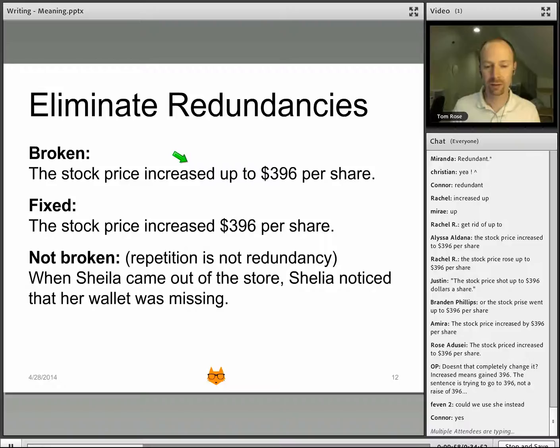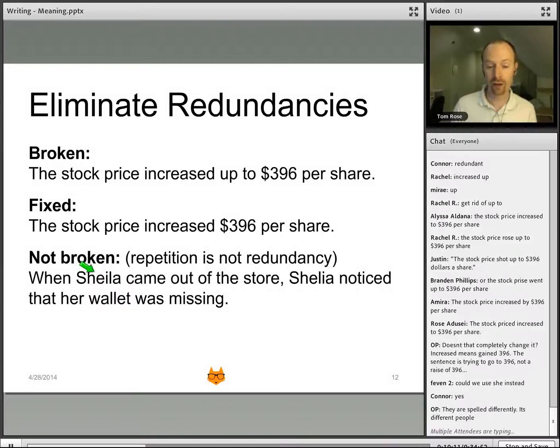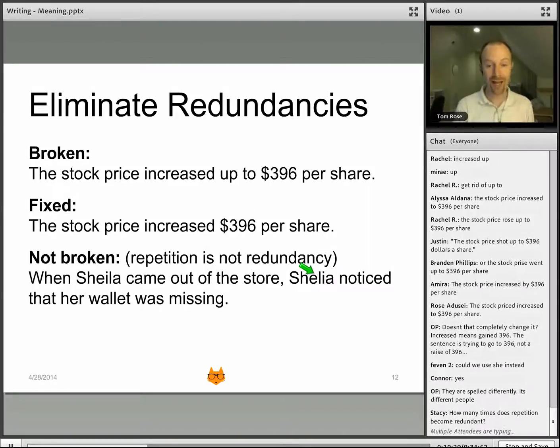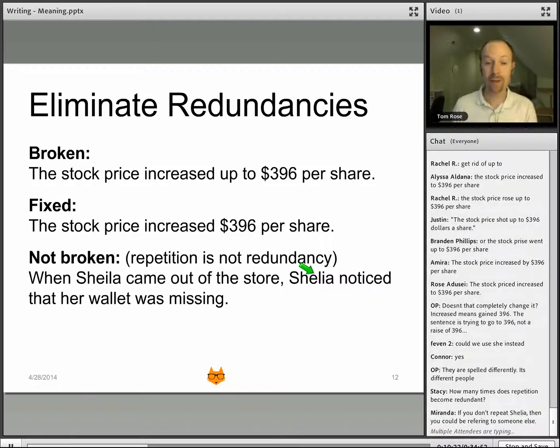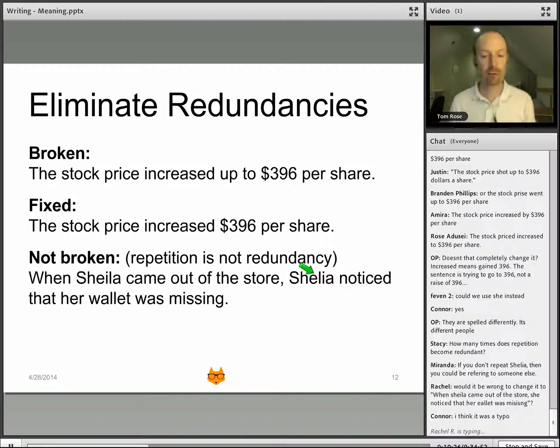Down here, when we say the word Sheila twice, the word Sheila has a different job. The first time, we're saying who came out of the store. Sheila is the one who came out of the store. The second time we use the word Sheila, we're explaining who noticed that her wallet was missing. So Sheila came out of the store and Sheila noticed her wallet was missing. It happens to be the same person, but that's not redundant. Sheila has two different roles. It's repeated, but it's okay.